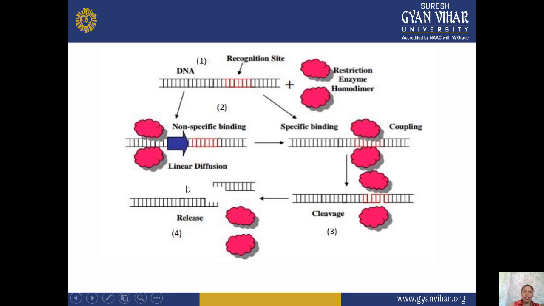After that comes the linear distribution and coupling. The next is the cleavage. After binding, cleavage is the third step. After cleavage, the DNA is broken, and then the restriction enzyme is released. After doing its whole job, it is released and relaxed. So this is the process, or we can say the mode of restriction binding.